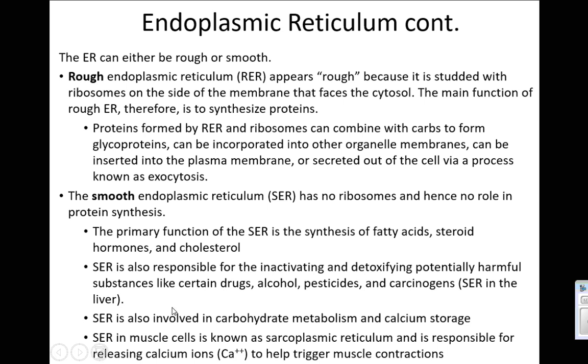Okay. SER is also involved in carb metabolism, calcium storage. We'll talk a lot about its role in calcium storage when we look at muscles. Okay, we actually change the name of the SER when we talk about muscles. It's now known as sarcoplasmic reticulum. And it releases calcium. Without calcium, our muscles won't contract. We'll get to see that in about a month. So we'll look at that function of the SER later.